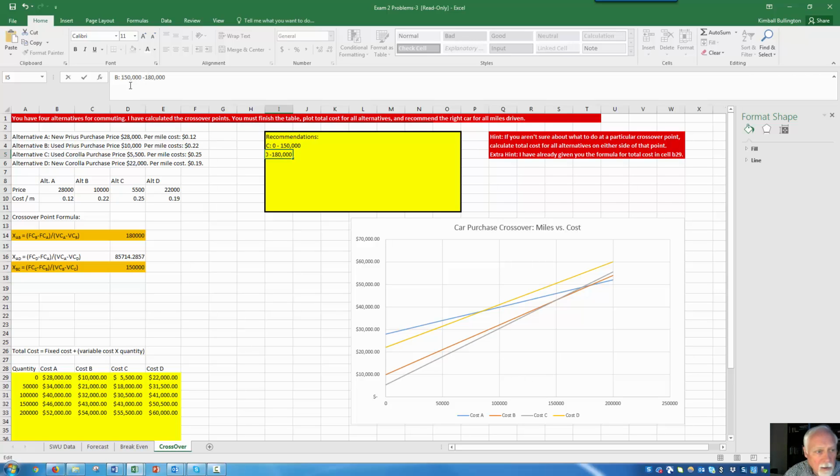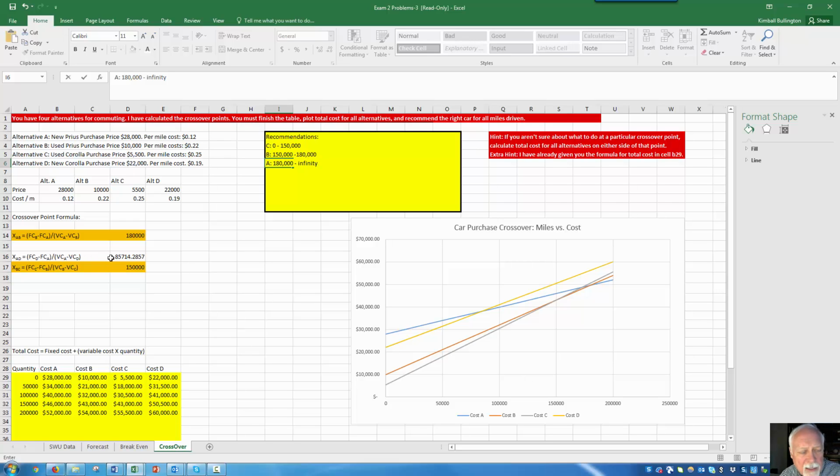And who beat it out? Well, A did. That's where A crossed over B. So we know we're selecting A, from 180,000 to infinity. Why not 400,000? Well, no, why not 85,000? That's the only thing left.